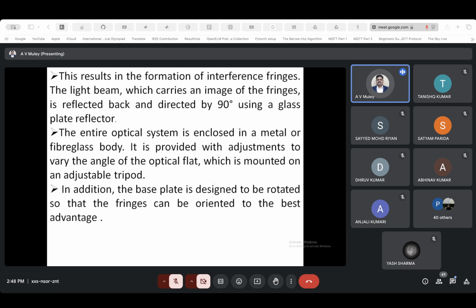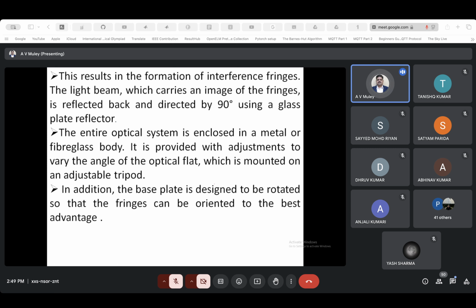This results in the forming of interference fringes. The light beam which carries an image of the fringes is reflected back and directed by a 90-degree glass plate reflector. The entire optical system is enclosed in a metal or fiberglass body. It is provided with an adjustment to vary the angle of the optical flat, which is mounted on an adjustable tripod.